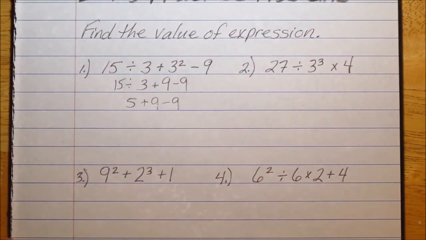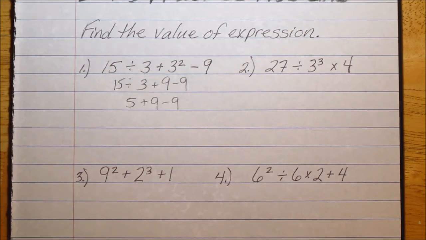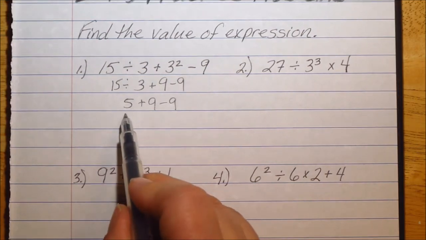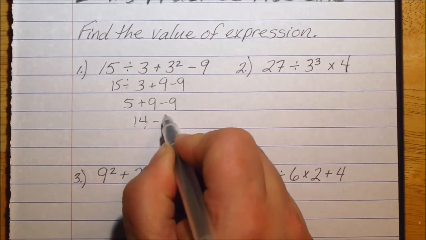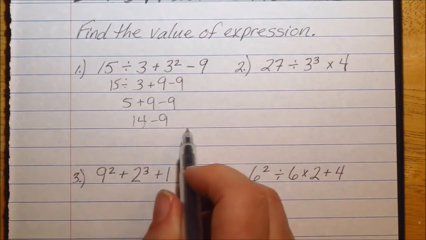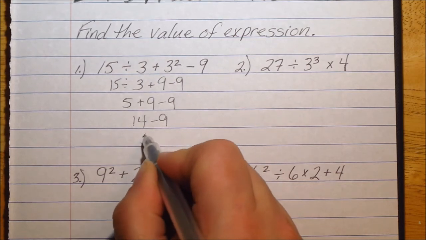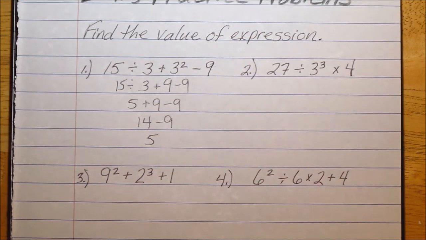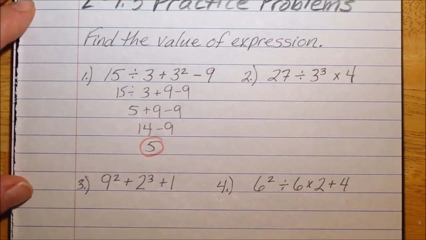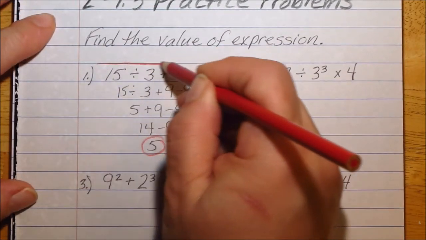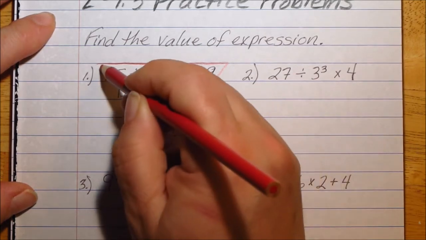Now I don't have any more multiplication or division, so I can do my adding and subtracting left to right. 5 plus 9 is 14. Bring down the rest of the expression. And 14 minus 9 is 5. So that's my final answer. So the value of this expression is 5. And I'll make my PEMDAS triangle here.